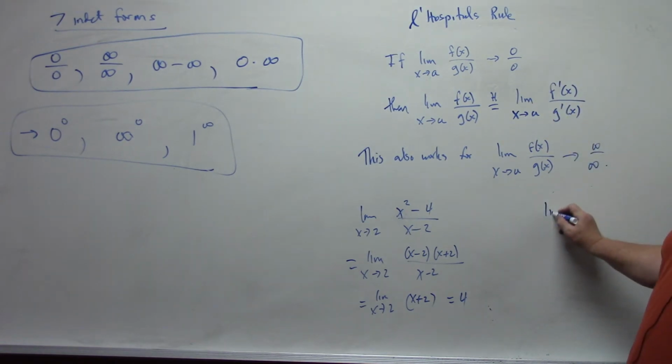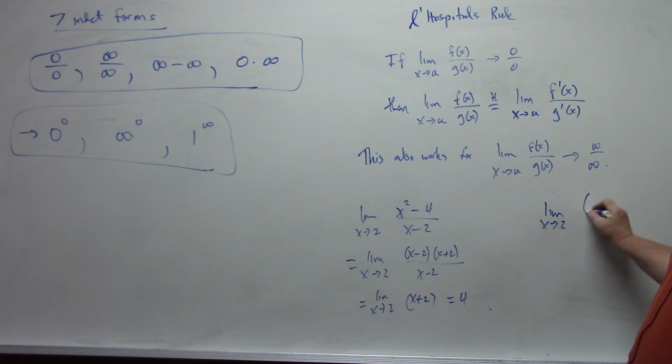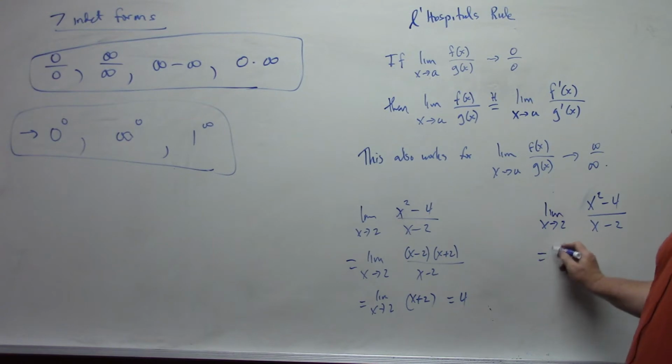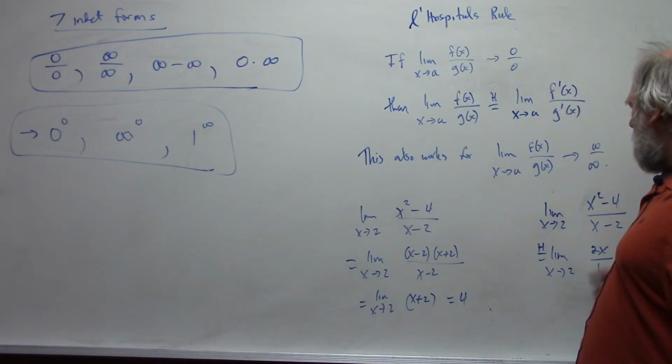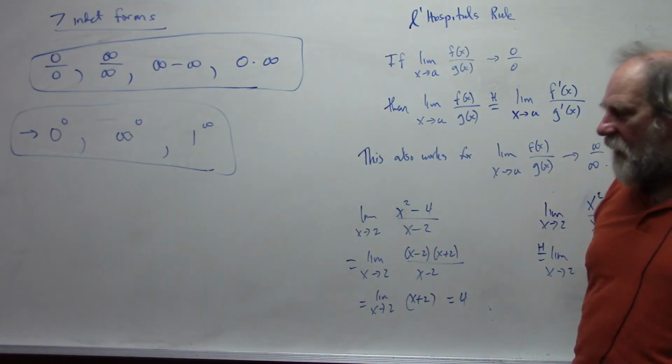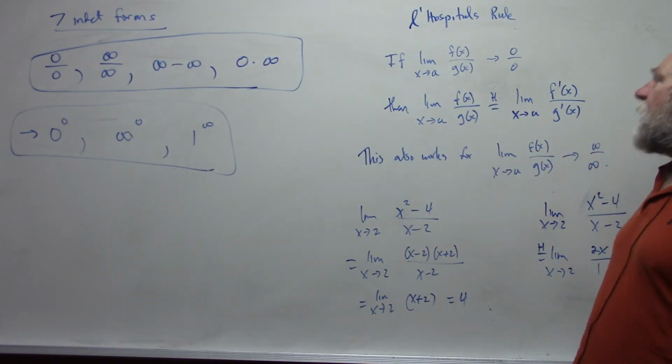If I were to do this now using L'Hopital, by L'Hopital, take the derivative, 2x over 1, and that value is 4. Simpler. Now, this is a very powerful rule. It'll always give you the correct result if we use it in the correct way. It only applies to the 0 over 0 and infinity over infinity forms, not the other 5 forms. We'll see what we have to do in those cases.